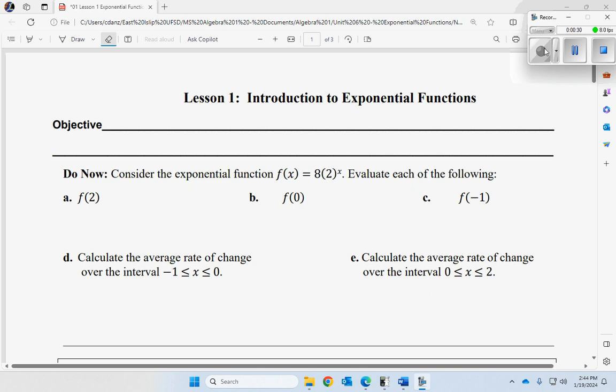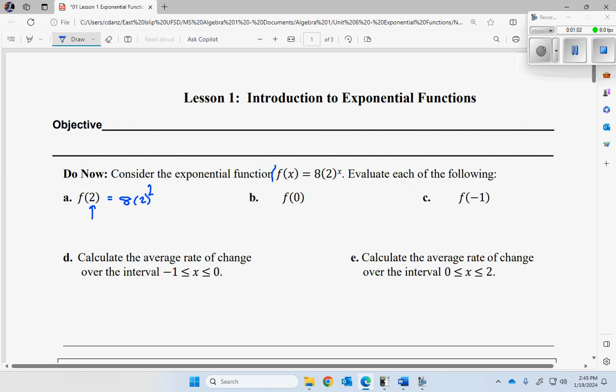So you should easily be able to do this do now. You should know function notation by now. What we see in letter A is that the input is 2. So we have to put it in. Where do we put it in? We put it in place of x. So to evaluate f of 2, I have to do 8 times 2 to the second power because our x value is in the exponent.